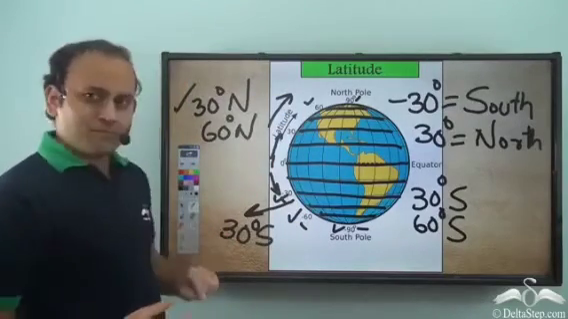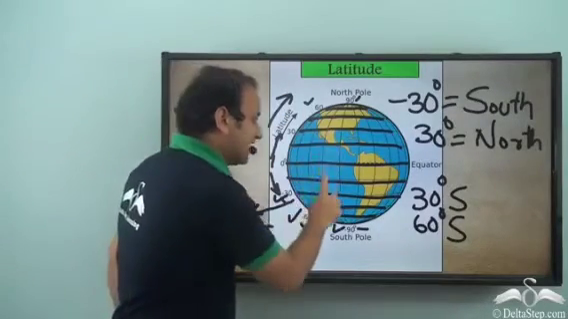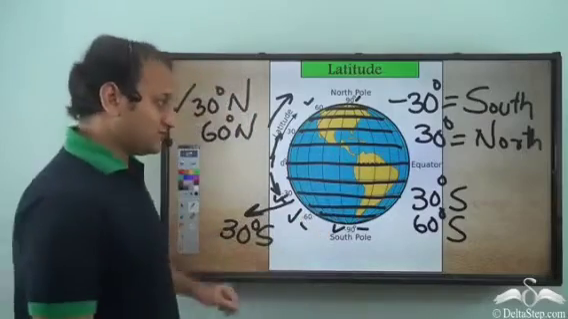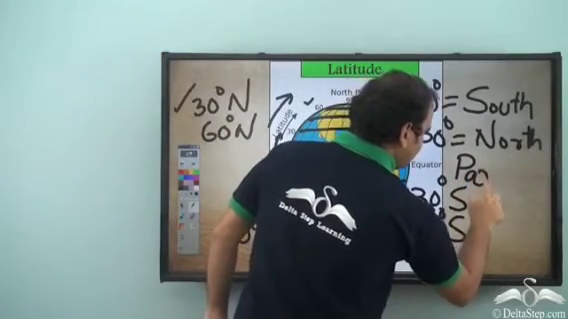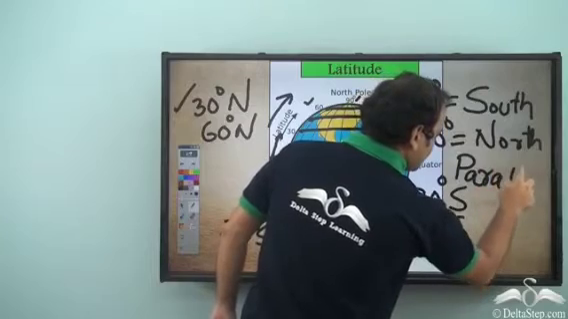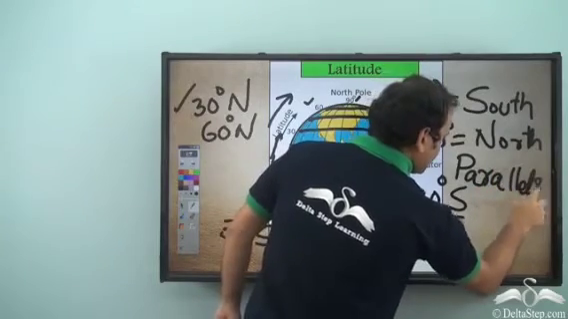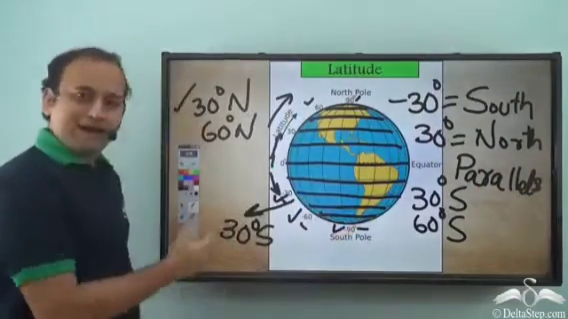Now, another important factor is that all these lines are parallel to the equator. So they are also called parallels. So the latitudes are also called parallels.